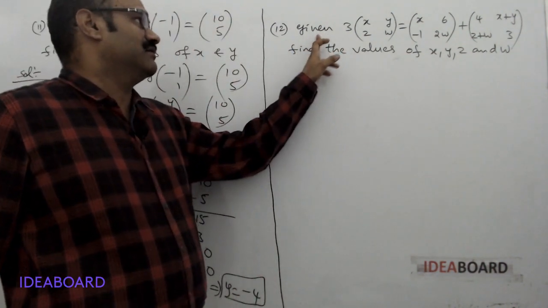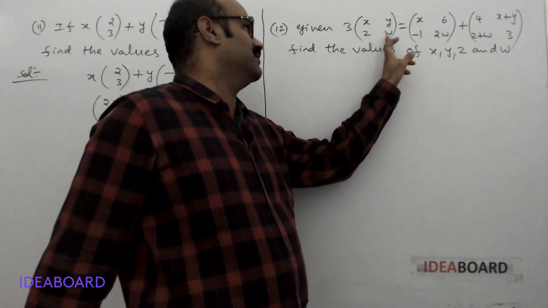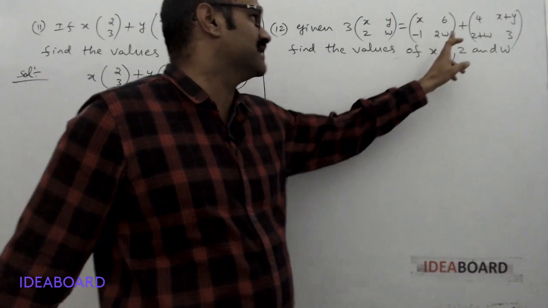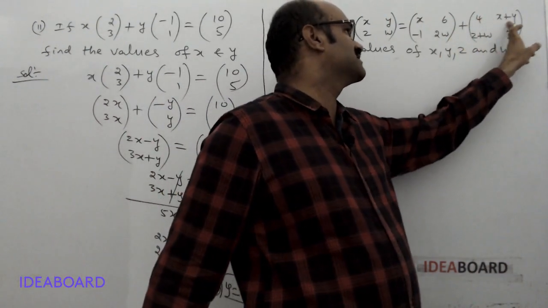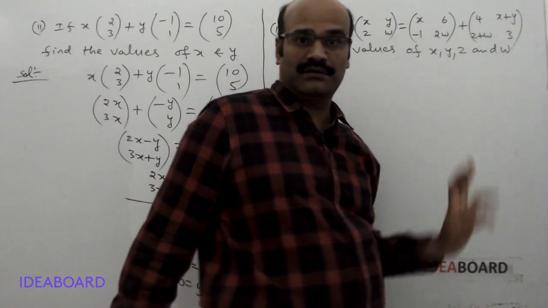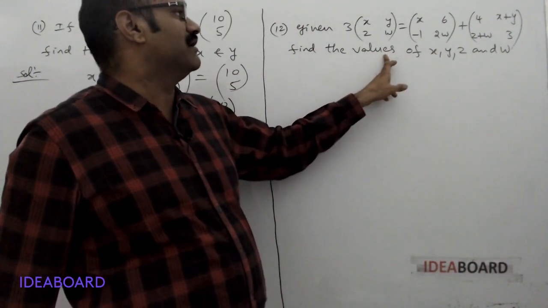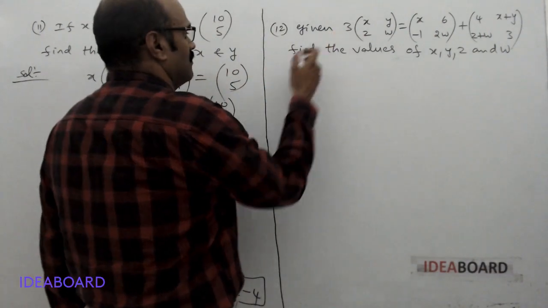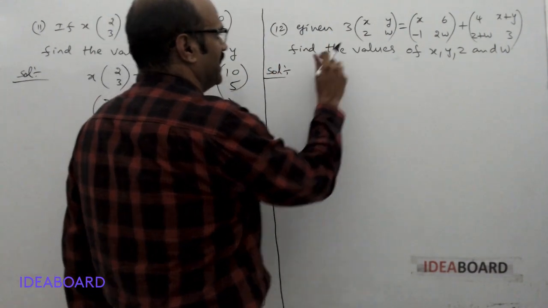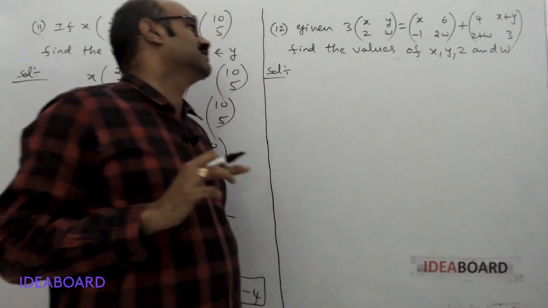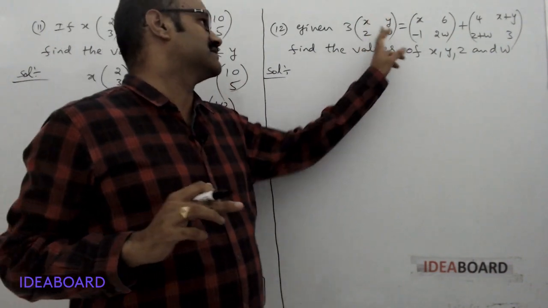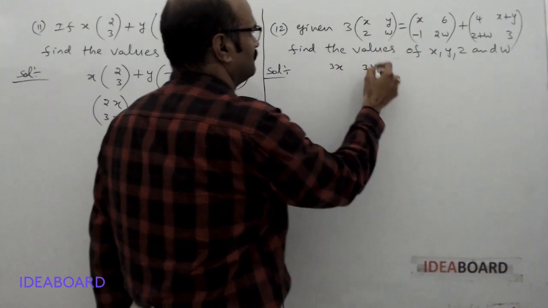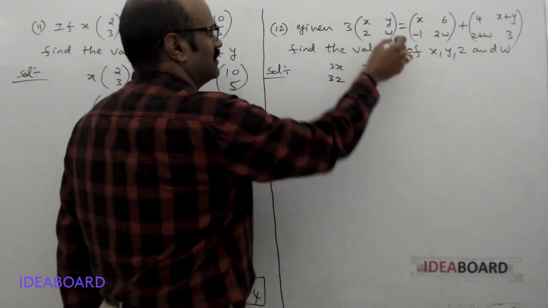12th problem. Given 3 into the matrix [x y; z w] plus [x 6; -1 2w] equal to [4 x+y; z+w 3]. Now here we have to find the values of x, y, z and w. So first we have to multiply 3 with all the elements of this matrix. So it implies 3x, 3y, 3z, 3w.